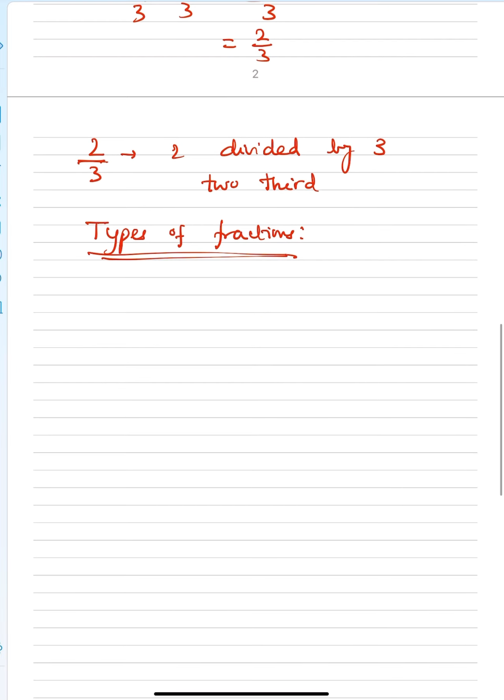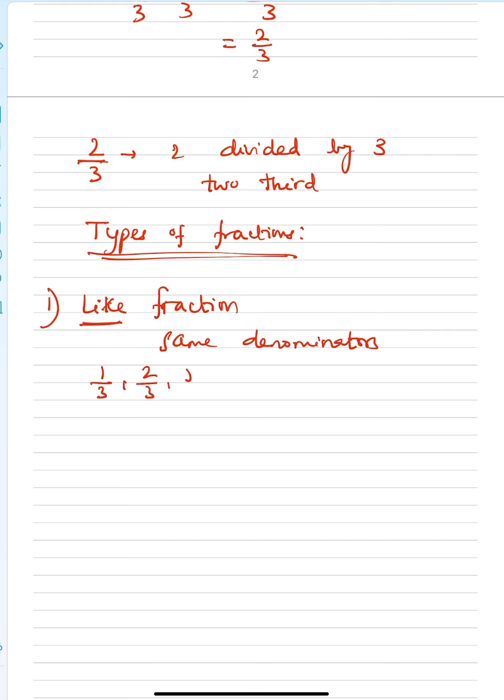Okay, first is the like fraction. See, the word like itself tells us similar, एक जैसा दिखना. Similar means same denominators. Here, the fractions with the same denominators are called like fractions, like 1 upon 3, 2 upon 3, 5 upon 3, etc.